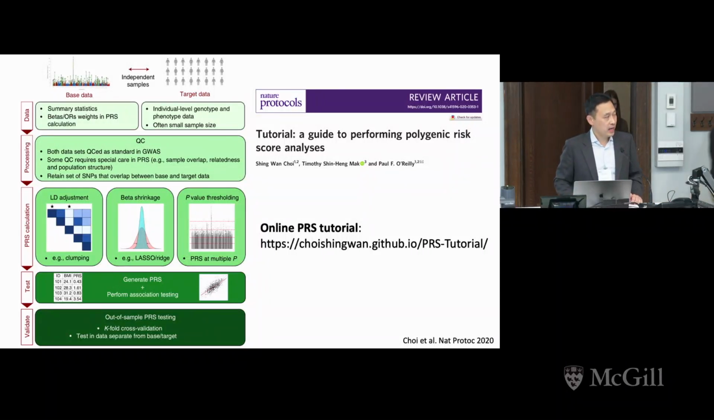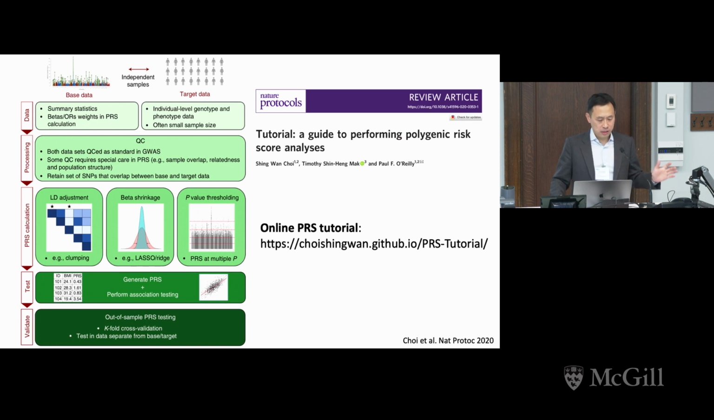I'd like to recommend this very helpful review paper written by Paul O'Reilly's team. It's a tutorial on how to run a polygenic risk score analysis. There are several major steps, including first, to ascertain the data. You'll need at least two sets of data. One is called the base data, or the discovery data, which is basically the GWAS summary stat you can download freely from the PGC website. The second data set would be your target data set. That is a data set you want to predict the disease risk in, for example, your own cohort you want to calculate the PRS for.